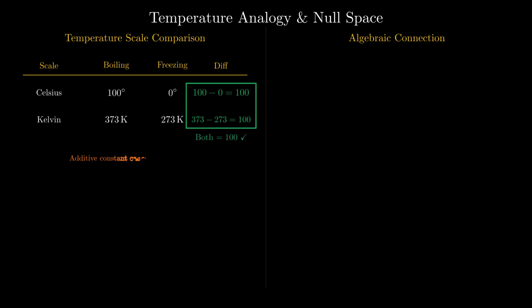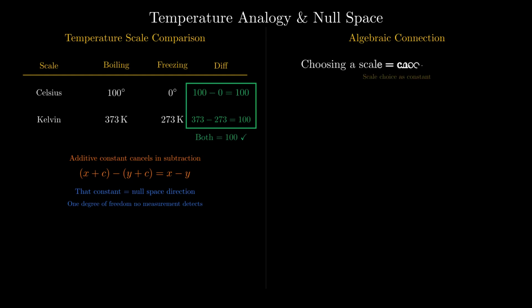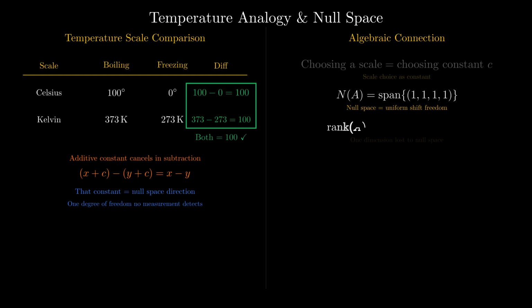The additive constant cancels in every subtraction. That constant is the null space direction, 1 degree of freedom that no difference measurement can ever detect. On the right, we see the algebraic connection. Choosing a temperature scale is the same as choosing a constant c. The null space, spanned by the vector 1, 1, 1, 1, represents exactly this freedom.